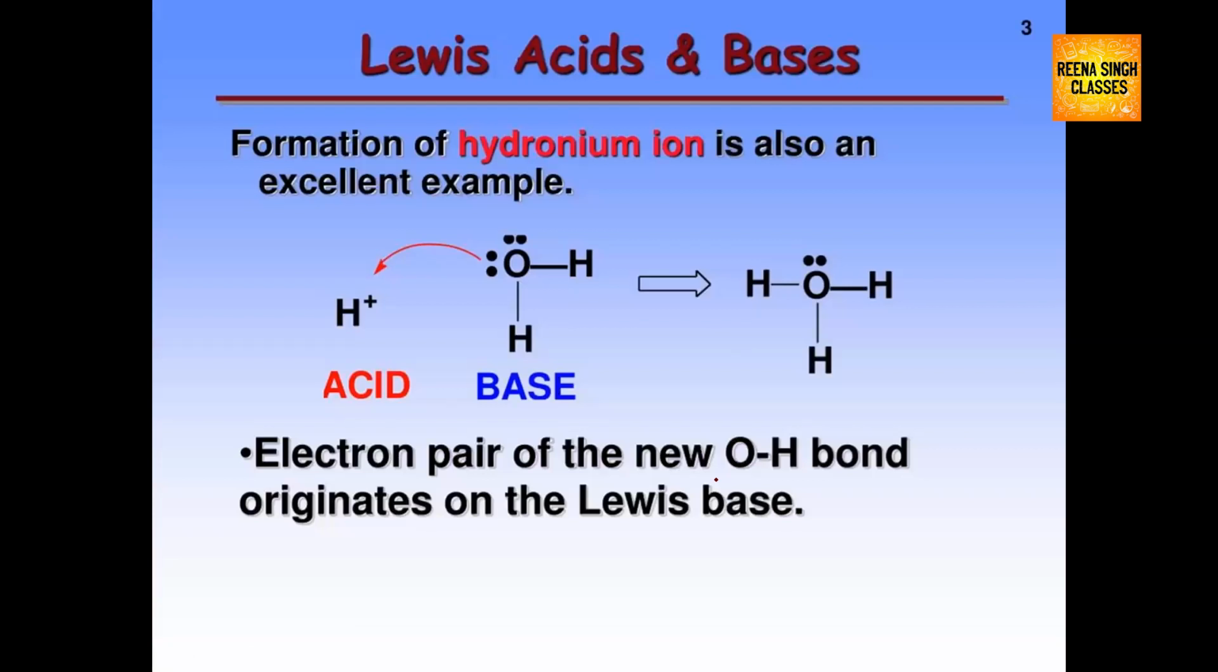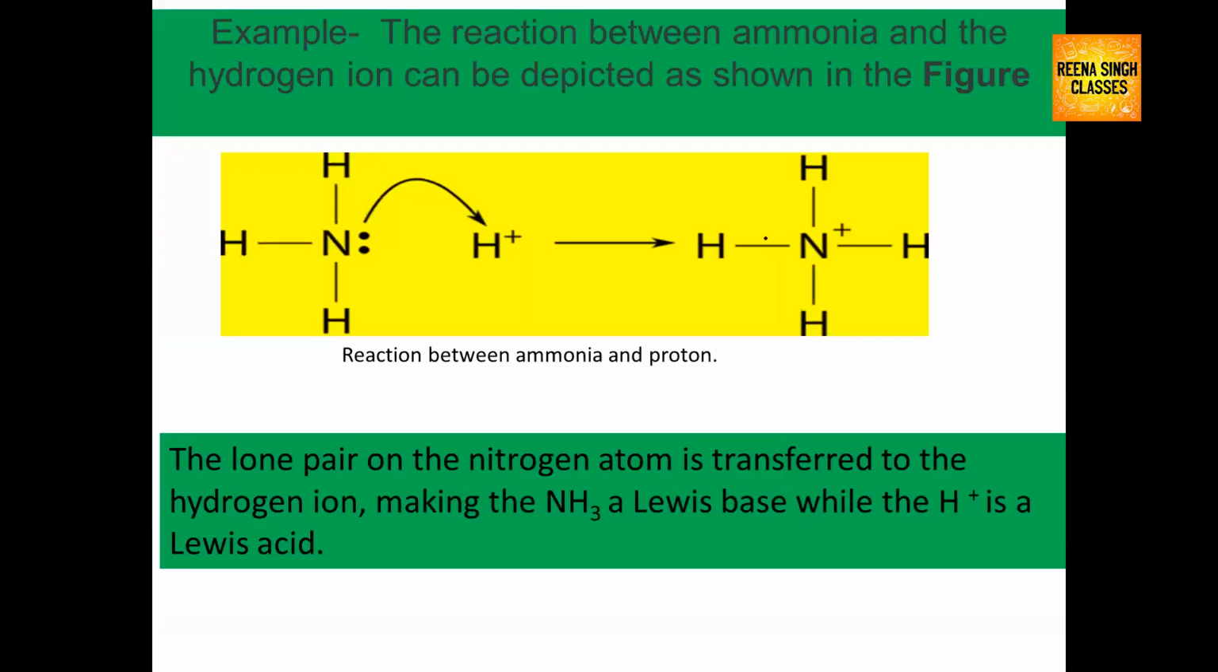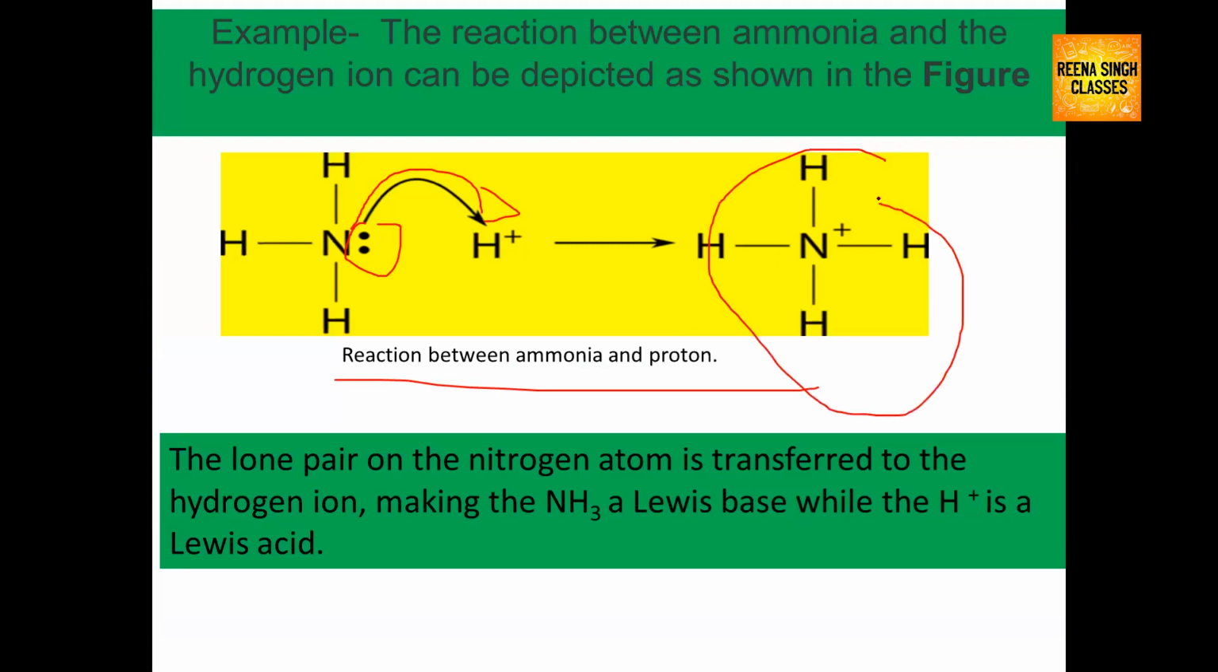Example of Lewis acid and base: when an H+ ion reacts with H2O, the H2O gives its lone pair of electrons to the H+ ion and a new compound forms, which is the H3O+ ion. Another example is the reaction between ammonia and a proton. In ammonia, nitrogen has a lone pair of electrons, so it gives its electrons to the H+ ion, and a new compound forms, which is the NH4+ ion, the ammonium ion.